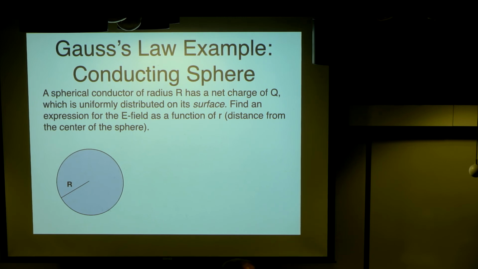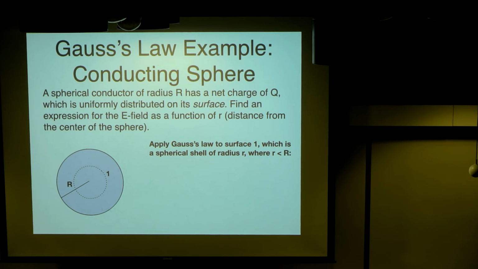That's what's going on. So what we're going to do is find an expression for the electric field as a function of lowercase r, which is the distance from the center of the sphere. So we want to have some general formula for what the E field looks like as a function of distance from the center, okay? Now, in this case, as I'll show you, we're going to have to break the problem up into 2 different parts, okay?